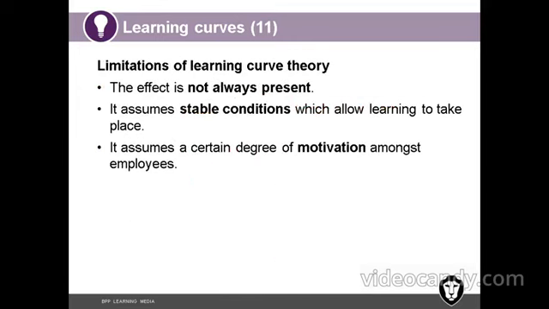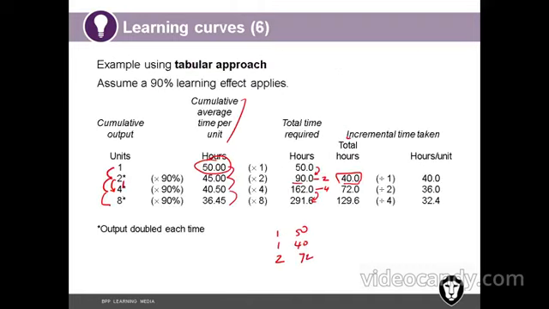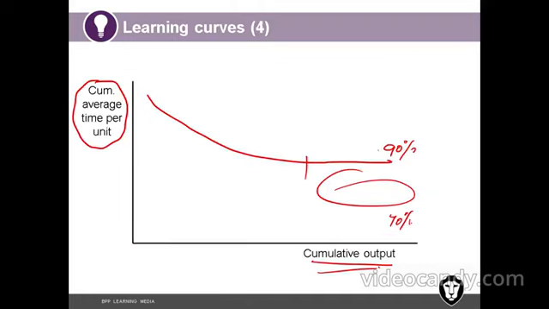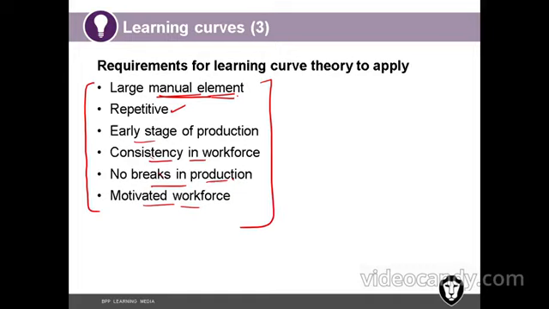Limitations: we set certain assumptions here, and all these are limitations. Why are they limitations? There is a large manual element. If the workload is not manual, if it is not labor intensive, the learning curve will not apply. Repetitive.